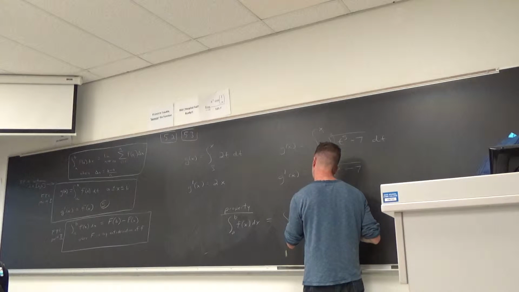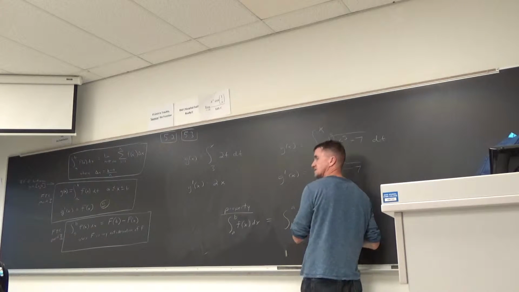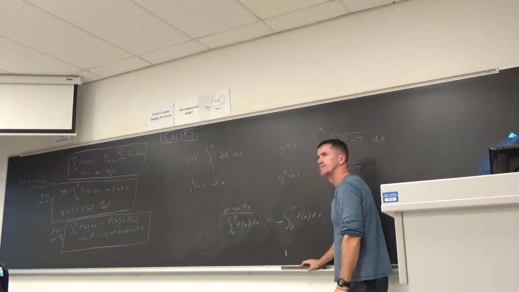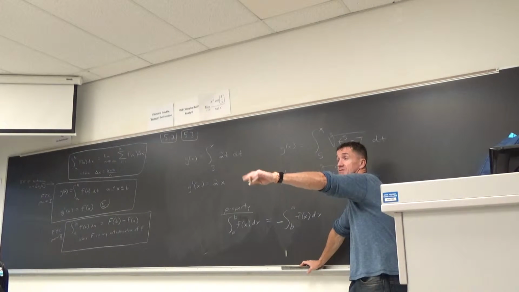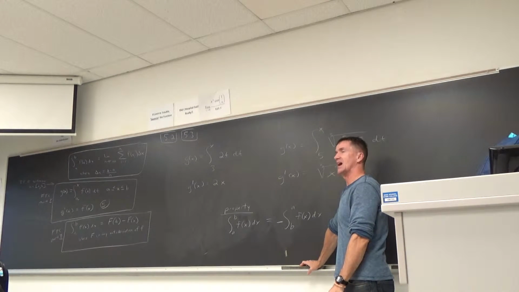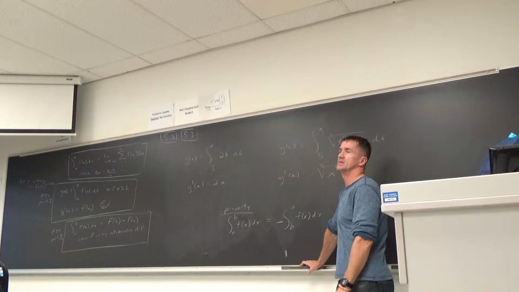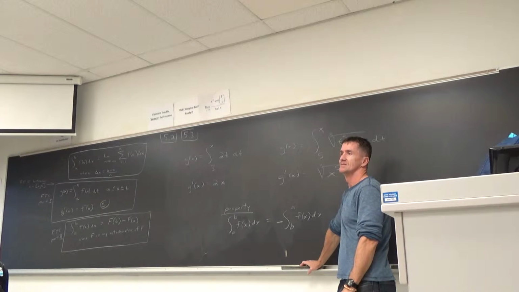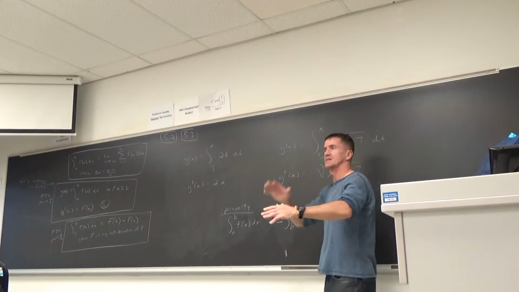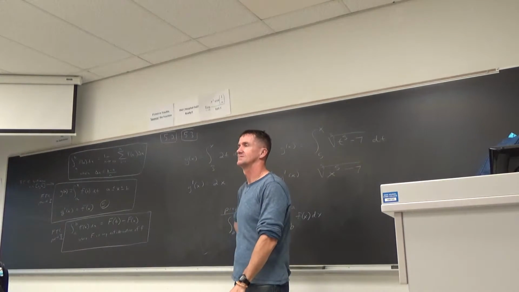Oh yeah, because of symmetry. As long as the function's continuous, this property holds. So I can switch the bounds, but what symbol do you have to put down? Negative. You're doing a lower bound and upper bound switch. That's what's happening. It's like the whole thing just got flipped over.